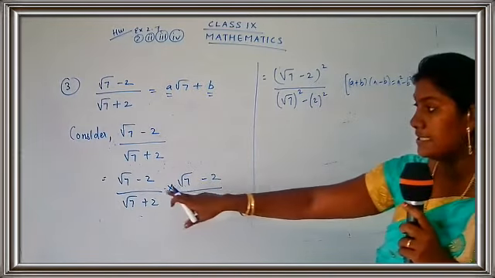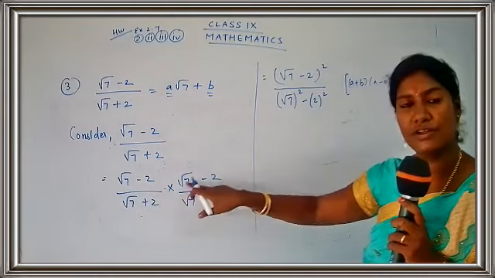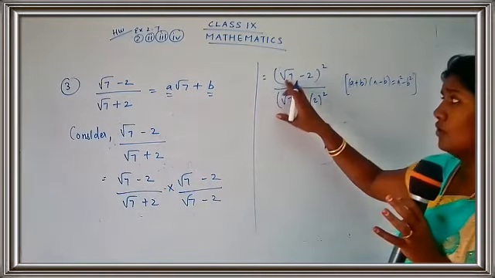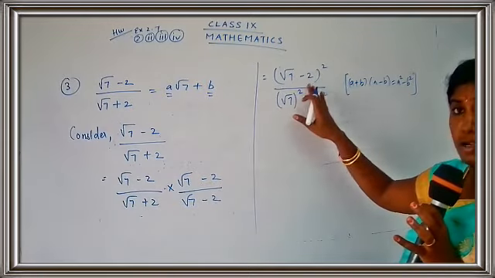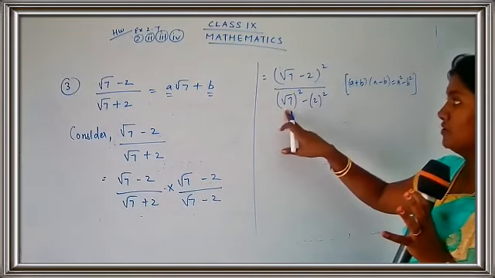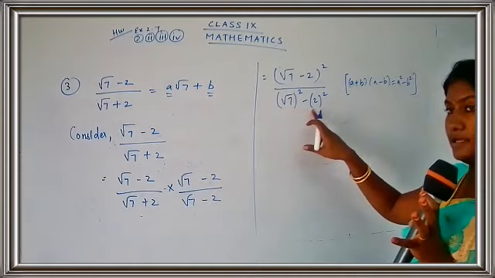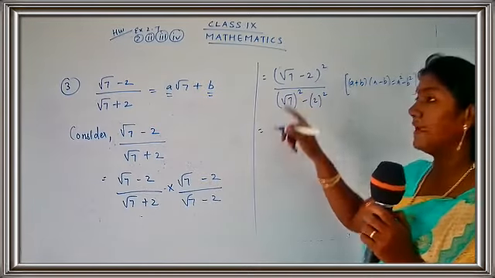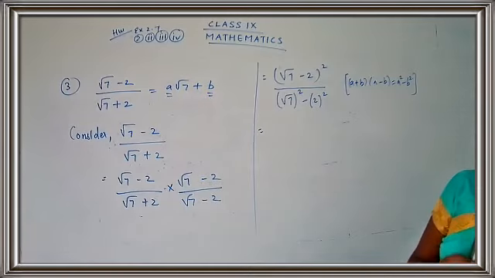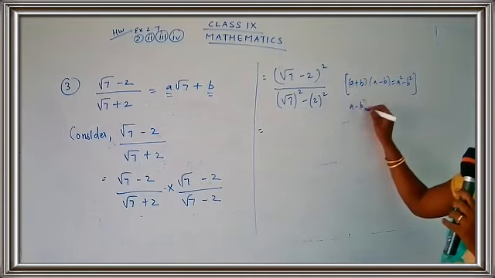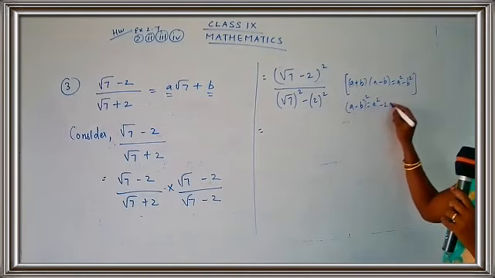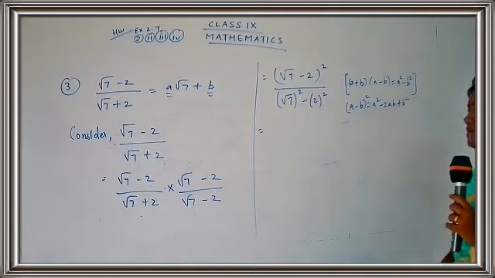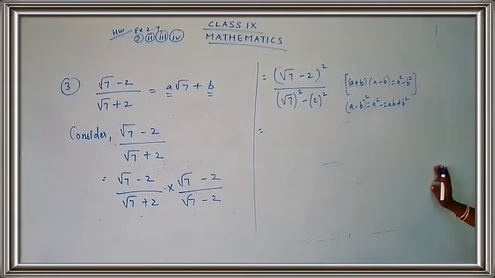Clear, children? So they are the same numbers, so I am writing root 7 minus 2 the whole square upon a square minus b square, which is root 7 square minus 2 square. Now let me open this bracket. This is a minus b the whole square, an identity you have already used in your lower classes. What is the formula for a minus b the whole square? a square minus 2ab plus b square.